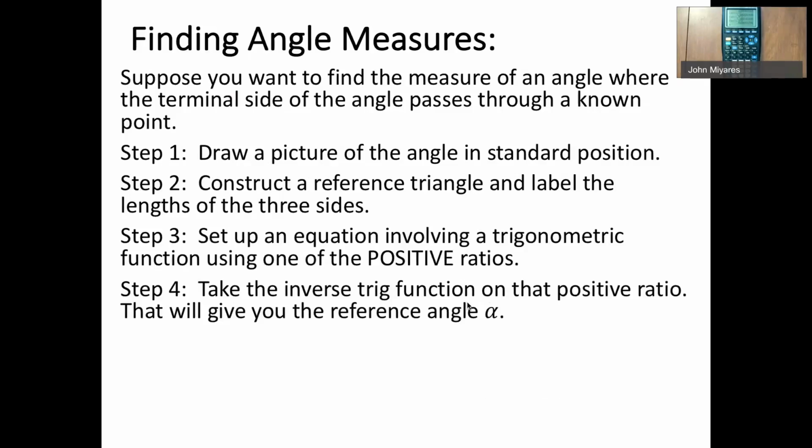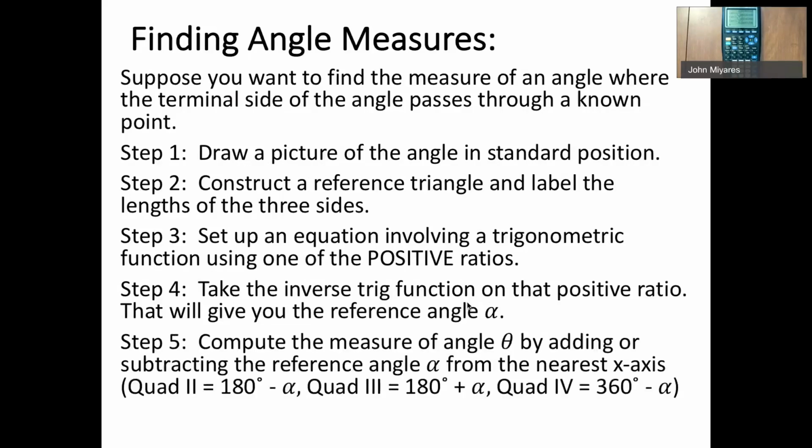From there, we need to compute the measure of angle theta based on measuring angle alpha from the nearest x-axis. If the angle is in quadrant 1, then alpha and theta are the same. In quadrant 2, we'll take 180 degrees minus alpha to get the value of theta. In quadrant 3, we'll take 180 degrees plus alpha, and in quadrant 4, we'll take 360 degrees minus alpha.